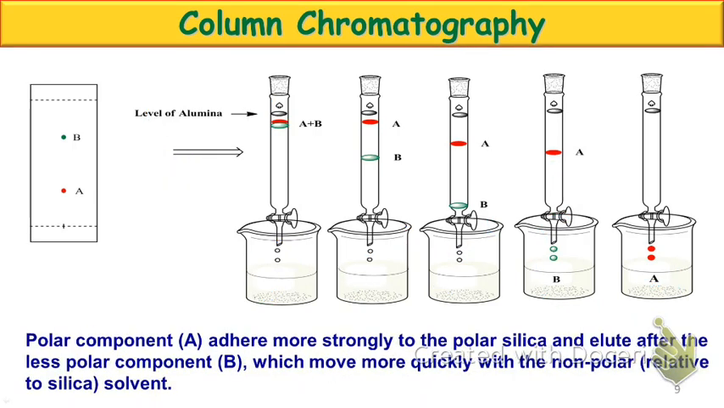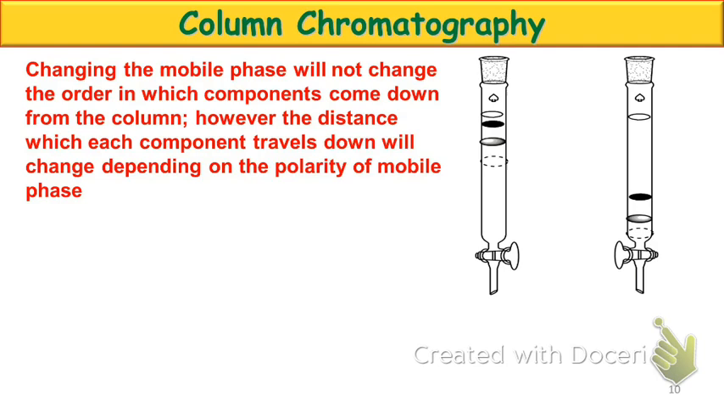We just talked about polarity. We won't deal with that. What happens if we change the mobile phase? This figure is slightly odd, so let's go ahead and add on a little thing. Your mobile phase is these blue lines. So we put the same amount of solvent into each of these. What's different?